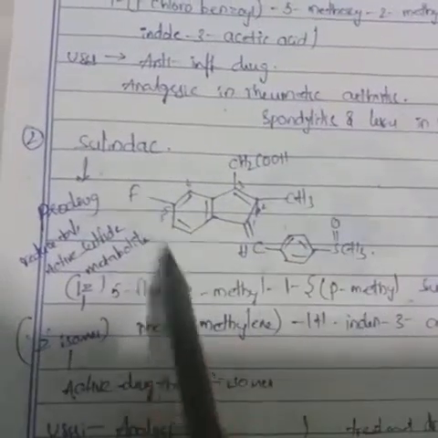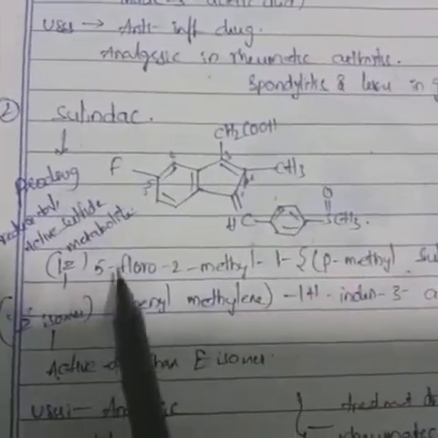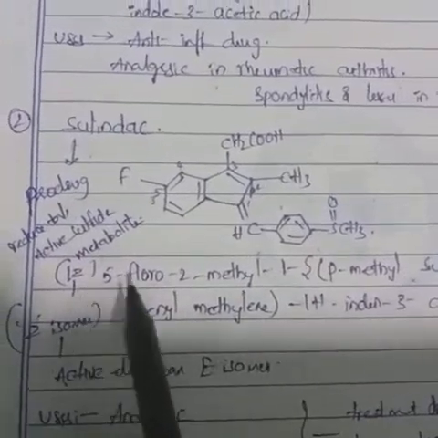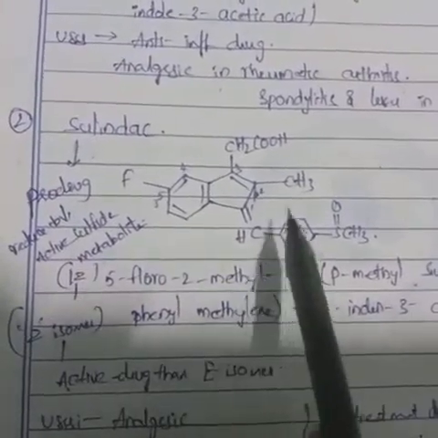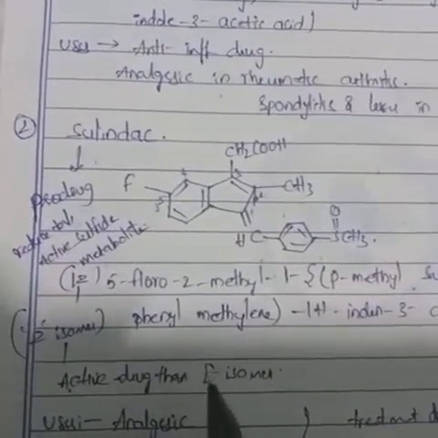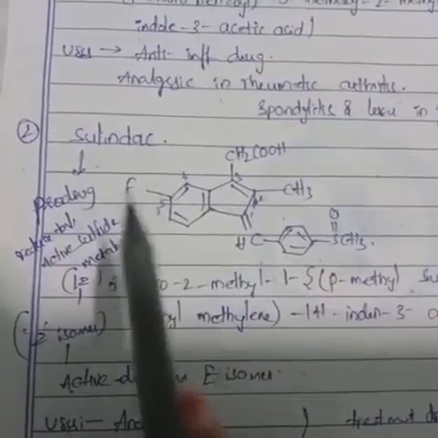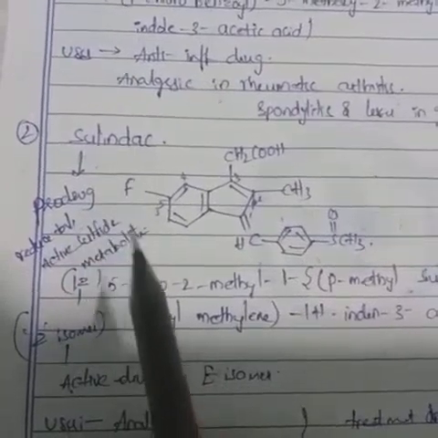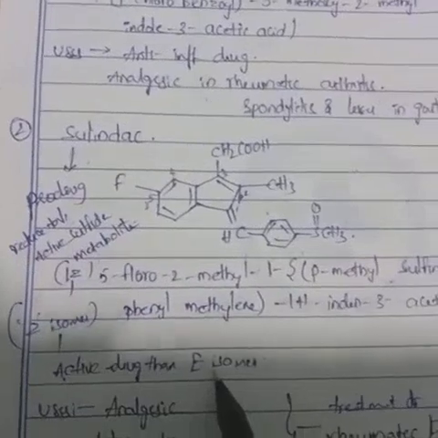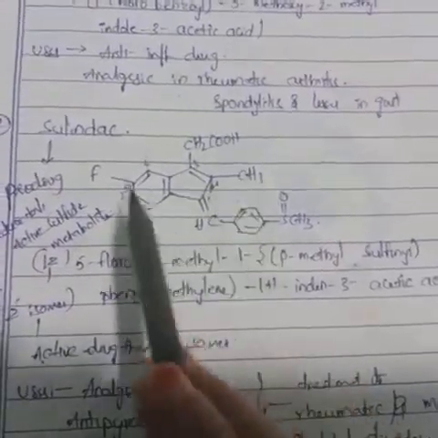This is the structure of Sulindac. See here, 1Z. This Z indicates the isomer. It is a Z isomer. This is the active drug when compared with the E isomer. Sulindac is very active in Z isomer form compared with E isomer. Okay, this is the IUPAC name.